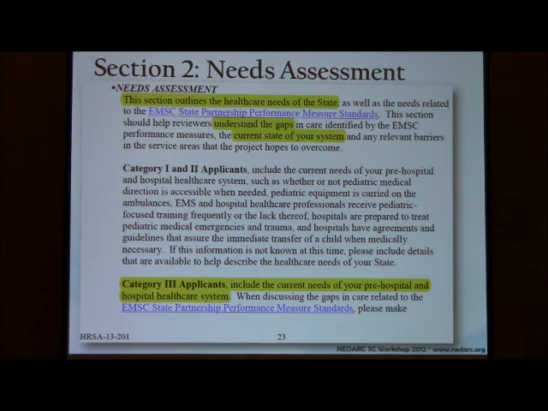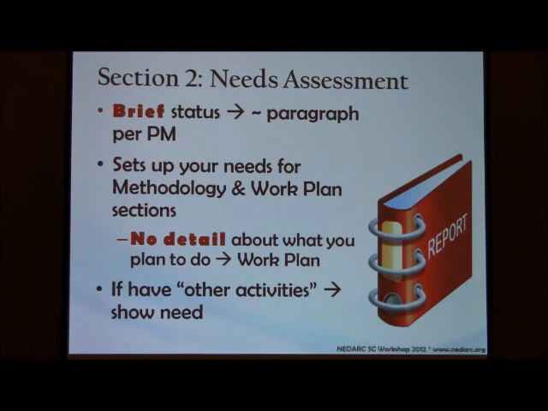And as we discussed this morning, all of you are Category 3 applicants, and it says specifically to include current needs of your pre-hospital and hospital health care system. So what does this mean? Essentially, this section should be brief. It's just a brief status, an update, approximately one paragraph per performance measure.